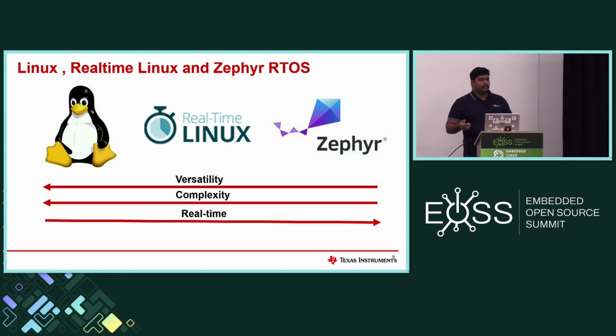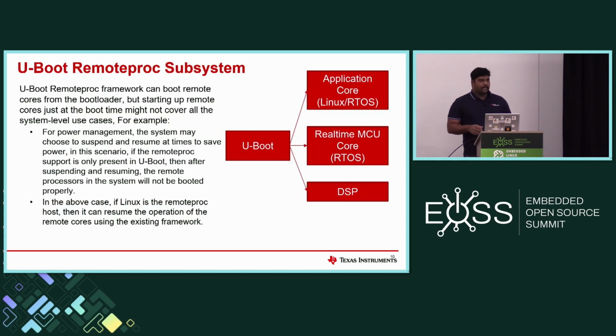Now, why even have a remote processor subsystem in Zephyr? Why not boot up all the remote cores from the bootloader? We saw that U-Boot supports this, so why not boot up all the DSPs and remote cores from the bootloader and just forget about it? U-Boot has a very good subsystem where you can load the remote cores, even boot up Linux and the DSPs. But for some use cases, you cannot just boot the remote cores initially and forget about it. For example, you want to do power management. The system chooses to suspend when there is no activity, and when it resumes, you need to resume the remote processors also.